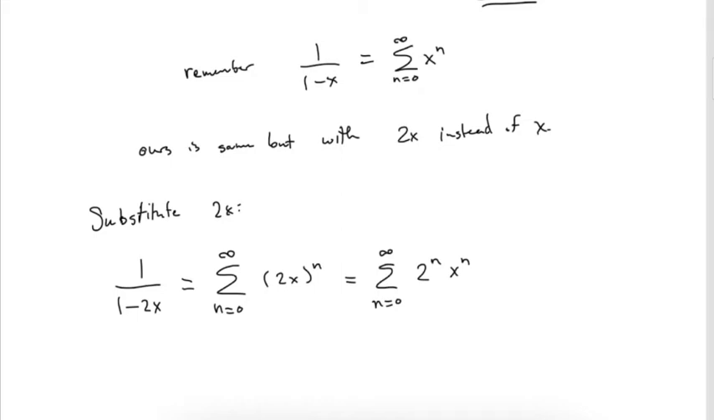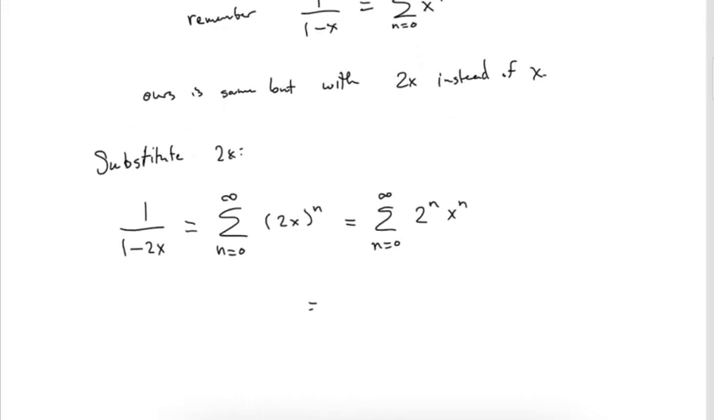And if I were to write out a few terms here, the first term is a 1, because when you plug n equals 0 there, you get 1. But then I get 2x, this is 2 to the power 1. Then I get 4x squared, 8x cubed, etc. This is the power series for 1 over 1 minus 2x. You just plug the 2 in where the x used to be. All right?